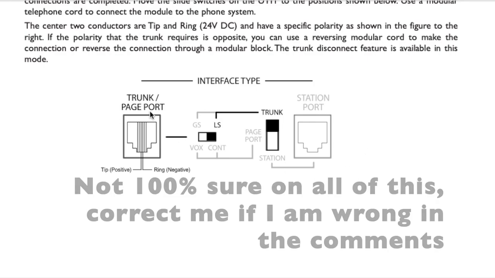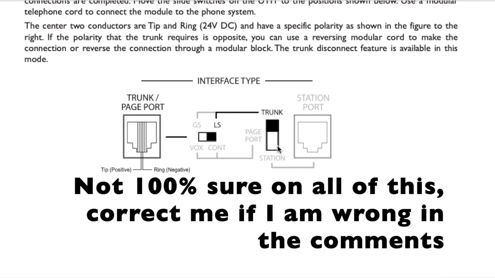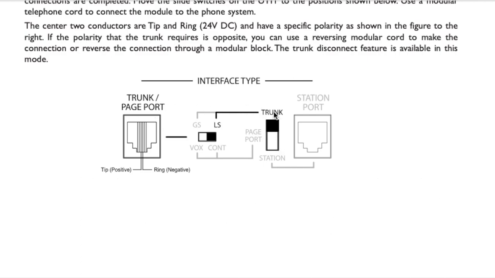However, if you're using the trunk slash page port, that is where this switch with three little sections comes in. You can either select trunk, page port, or station. So if you have it in the center, you're using page port, it's going to go down here. It'll either use Vox or contact closure. So Vox, I'll get to in a little bit, and contact closure is if two pins, which should be this one and this one at the ends, close.